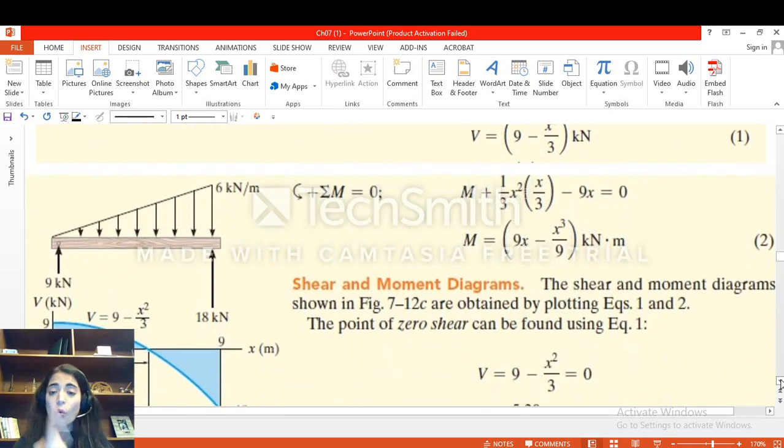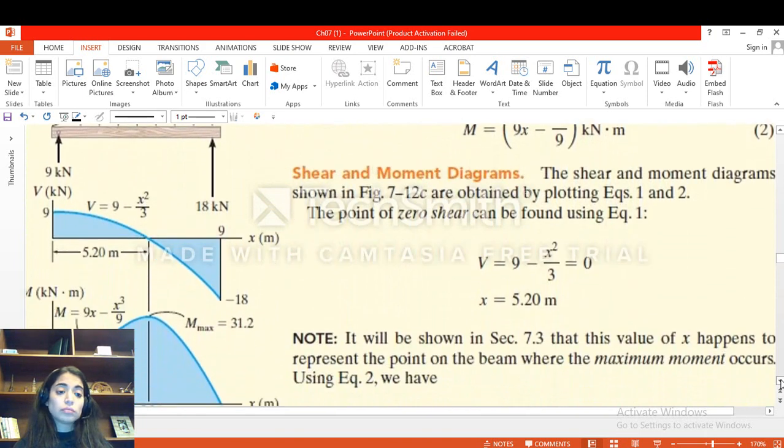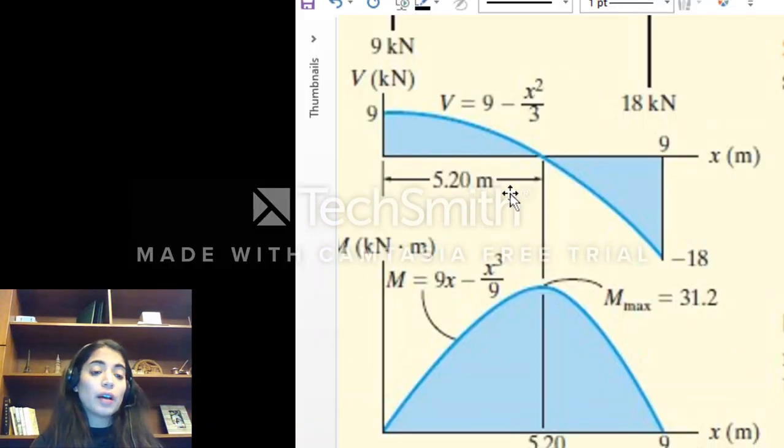So guys, you should draw V and M using the equation. Now here I only have one cut, so it is only one equation that I should draw. So of course I should start by 9, because when x is equal to 0, V is equal to 9, and then I will end with minus 18. And for the moment I have the equation of 9x minus x cubed over 9, which means, guys, that x is equal to 0, M is equal to 0, and then, guys, if you replace x by 9, you will see that M will go to 0 when x is equal to 9.